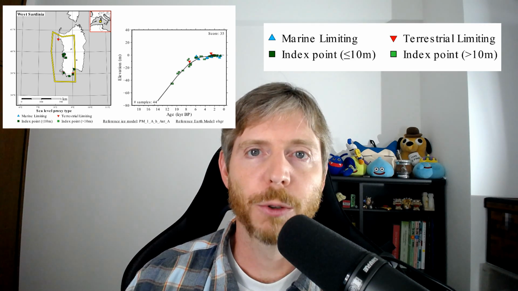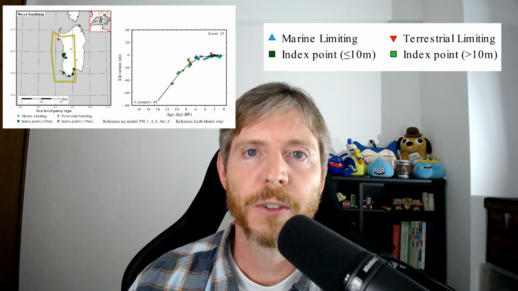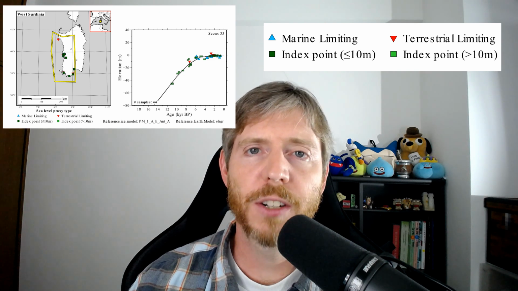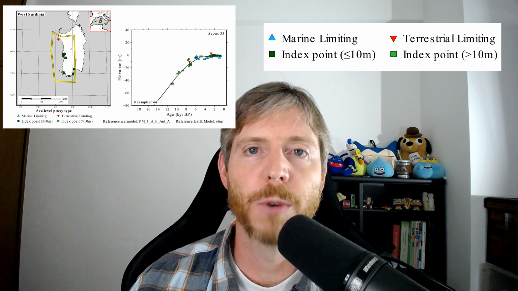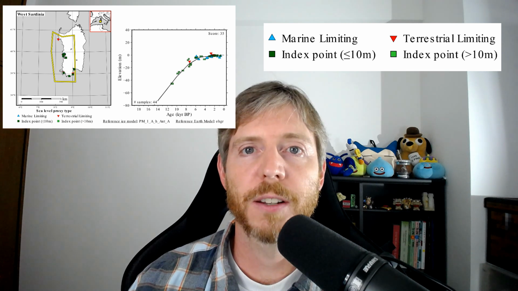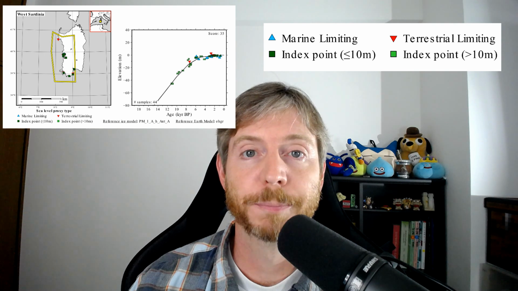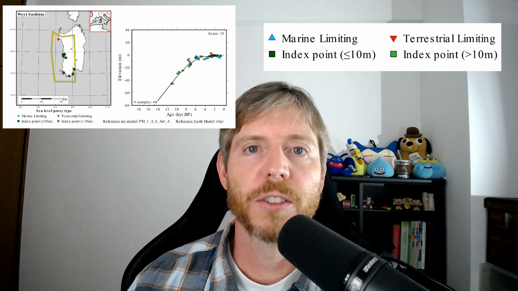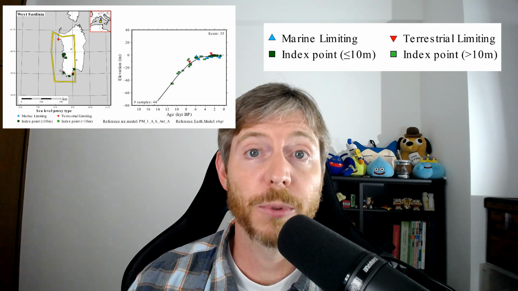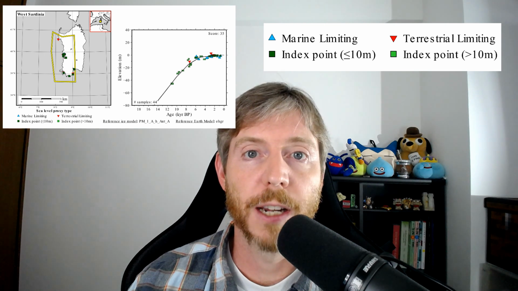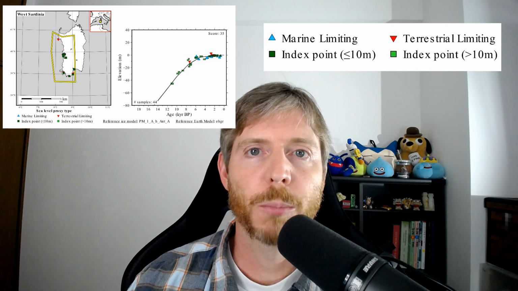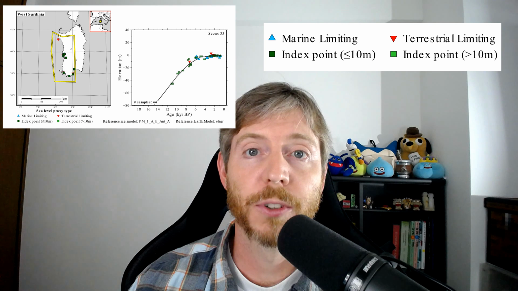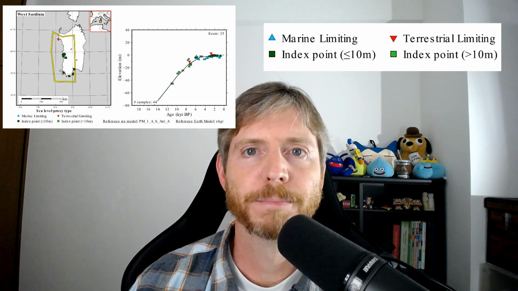The kinds of data that you'll see on these plots include index points, terrestrial limiting data, and marine limiting data. The index points define sea level within a certain range. This includes data like the beach ridges that I mentioned before. The second is terrestrial limiting points. This means that sea level must be below the elevation of the sample. This includes archaeological sites. The third are marine limiting points. In this case, sea level should be above the elevation of these samples. This can include marine clay.